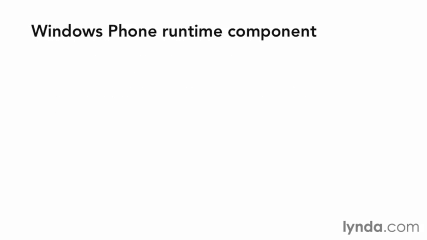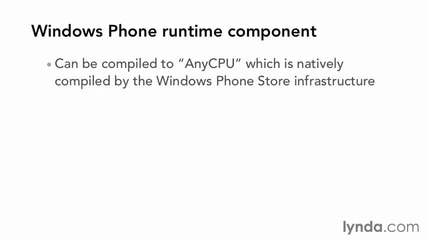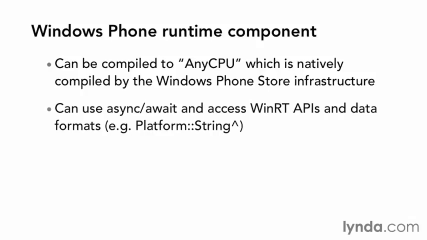When you build a Windows Phone runtime component, it can automatically be compiled to what's called any CPU, which is subsequently natively compiled by the Windows Phone Store infrastructure into the appropriate x86 or ARM architecture that matches the user's device. When you build a Windows Phone runtime component, you can use the async and await keywords and access WinRT APIs. You can also use managed compatible data formats such as string.